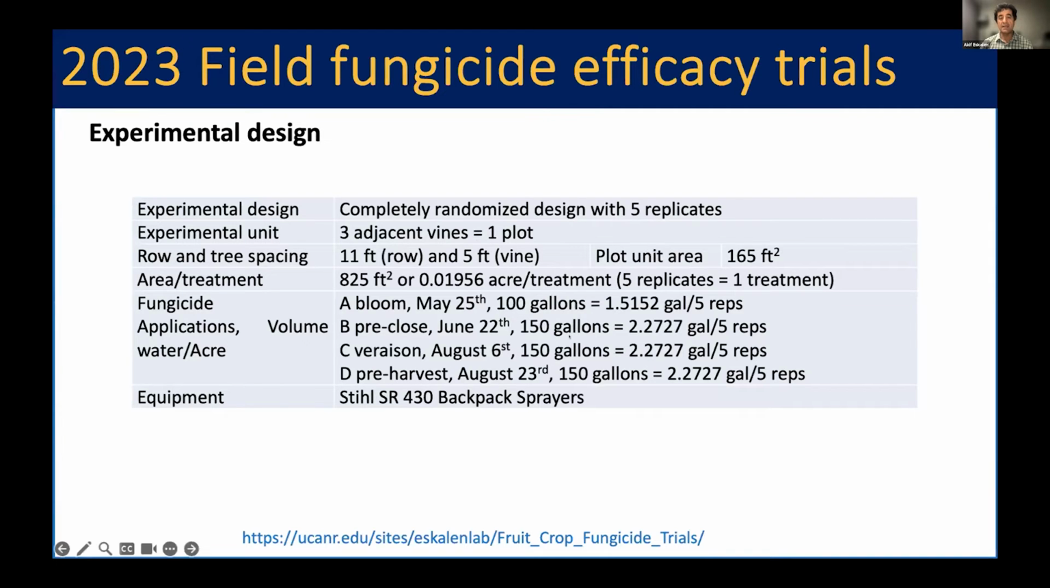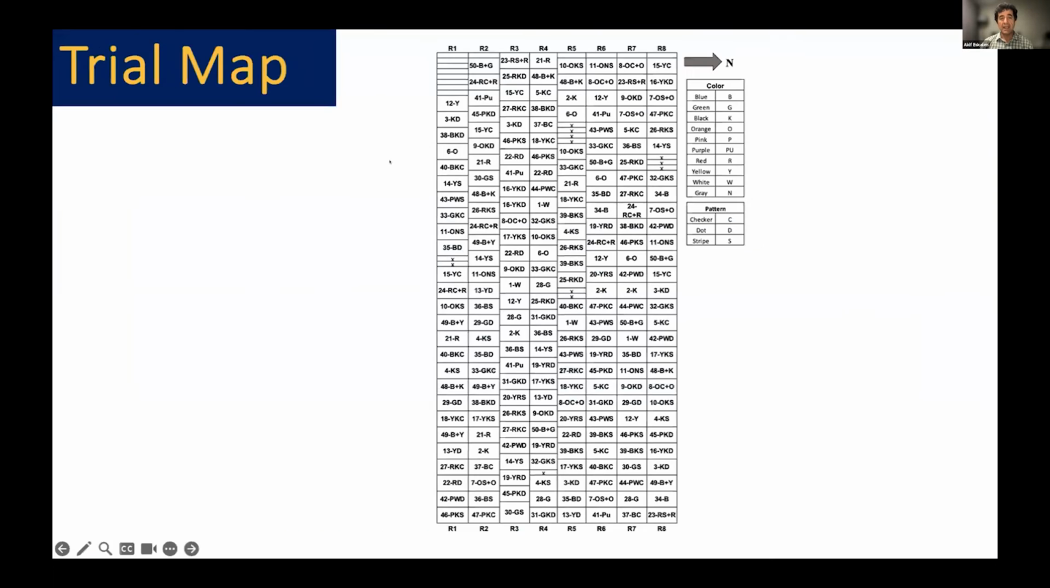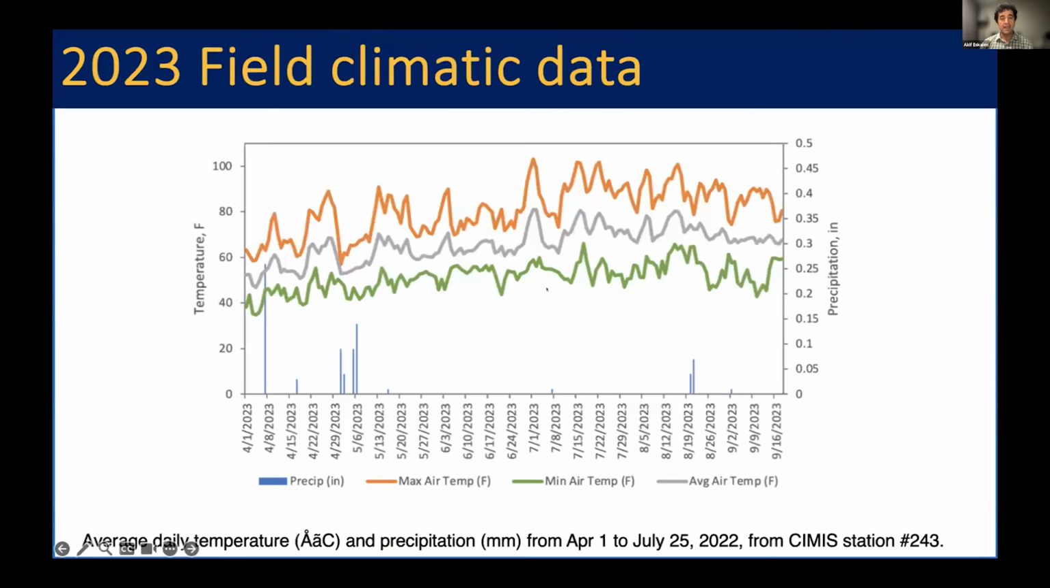And then we apply, again, starting from the bloom. This year, we started in May with 100 gallons, and later on ended up with 150 gallons. And we use the same backpack to get the air blast efficacy in each site. Again, this is our map, and you can also find these results in the reports.